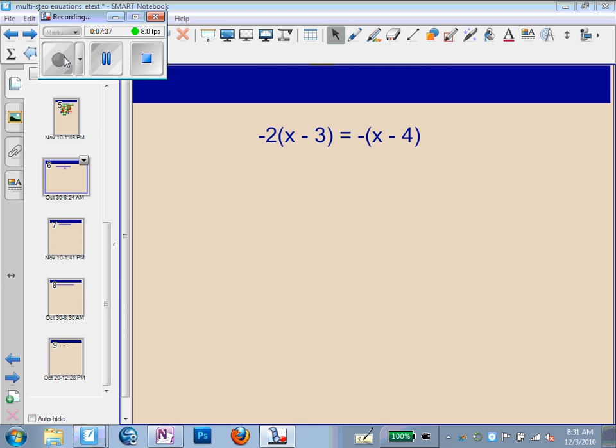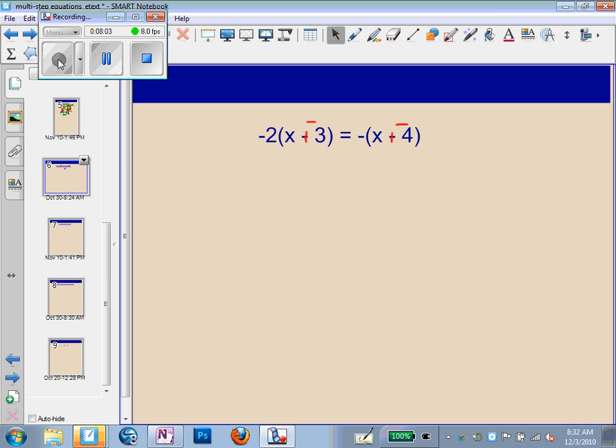So in this example, we always change subtraction to addition as our first step, and then we're going to see if we need to simplify each side, and we do. So on the left-hand side, we're going to use the distributive property because we can't add x and negative 3 together, but we can multiply negative 2. On the right-hand side, we can't add x plus negative 4, but we can distribute the negative. So we do have some simplifying that needs to take place on both sides.